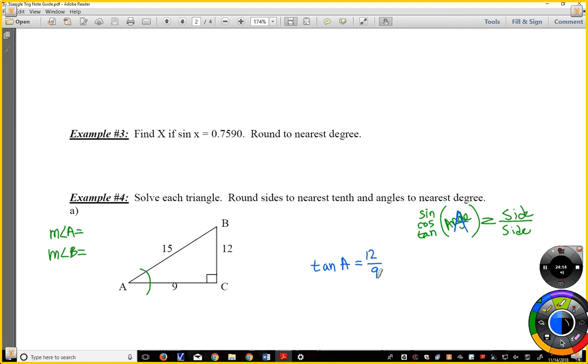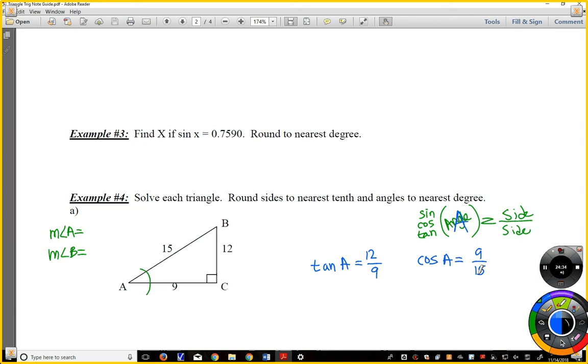Did any other groups come up with a different equation that they were going to use to help them solve for A? Candy? Okay, so what did your equation say? Cosine of A. Okay, so if we look over here, cosine is adjacent over hypotenuse. So cosine of A is equal to 9 over 15.